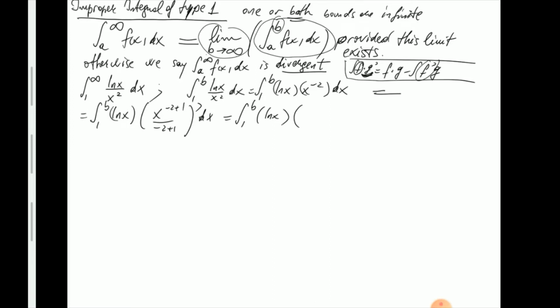X to the minus 2 plus 1 is just x to the negative 1. So that's minus x to the negative 1. And now it's in the proper form for the integration by parts. So on the outside, it's f times g, so ln of x times minus x to the negative 1, minus, from the formula of by parts, the integral of ln of x prime times minus x to the negative 1 dx.